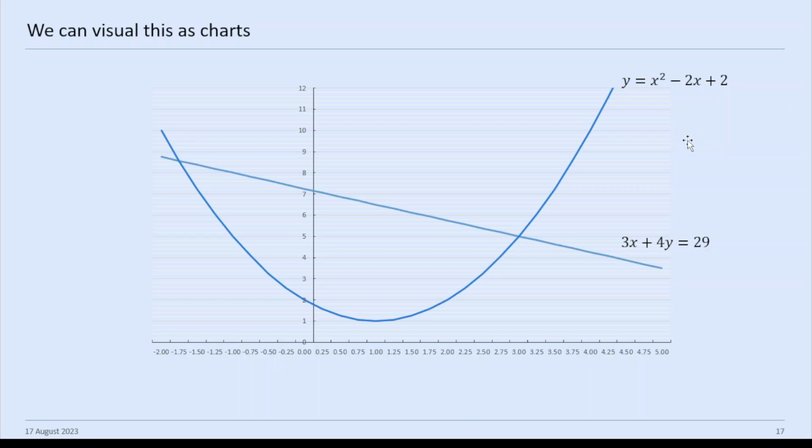So the straight line is 3x plus 4y equals 29. All those points are on that line, and the curve is y equals x squared minus 2x plus 2, and they intersect here at 3, and when they intersect at the x value of 3, you can see the y value is 5. And then they intersect here at minus 1.75, which is minus 7 over 4, minus 1 3/4. And we can see that the y value is 8.5625, which is 8 and 9 sixteenths. Which is what we got there.